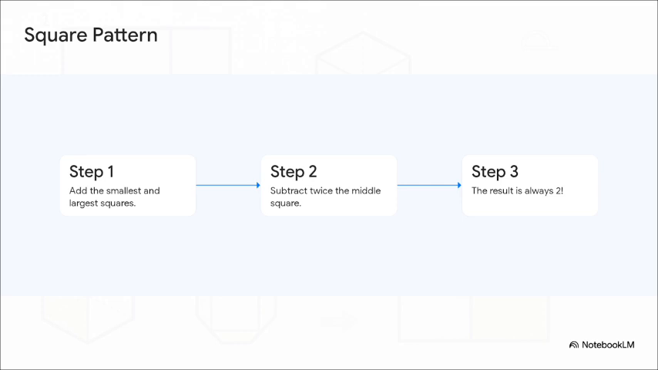Now I know what you're thinking. Come on, that's just a fluke for those specific numbers. But actually try with bigger ones, like 25, 36, and 49. Add 25 and 49, you get 74. Subtract twice 36, which is 72, and bam, the result is 2 again. It's wild, but this works for literally any 3 consecutive squares. It's not magic, it's a universal pattern.